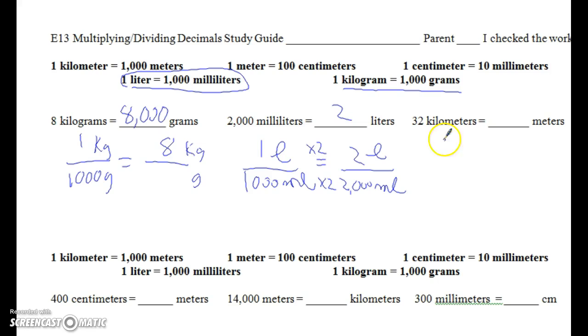Kilometers and meters. 1 kilometer equals 1,000 meters. So over here I got kilometers on top and meters on the bottom. I've got 32 kilometers. What did I have to do to this one to get it to be a 32? Times 32. So I'm going to take the 1,000 times 32, which is going to give me 32,000 meters.